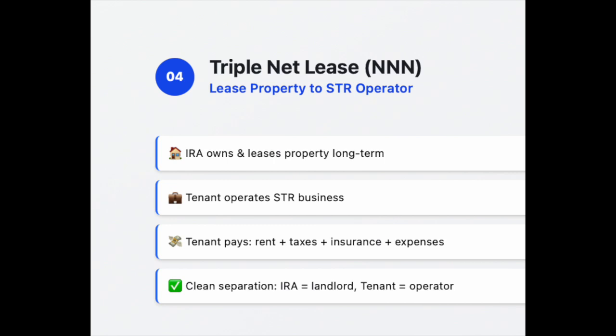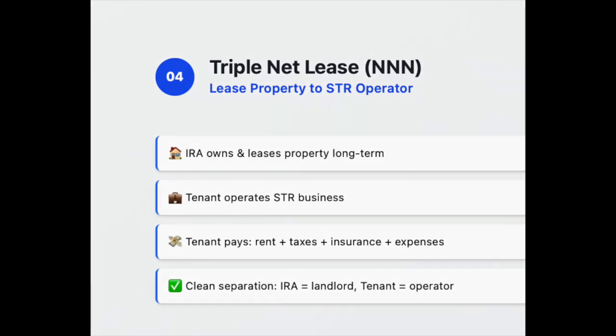So the tenant pays the IRA rent. Right. And the tenant also pays for all the operating expenses, the property taxes, and the insurance. That's the triple net part. So the IRA is purely a landlord collecting passive rent. Yep. The tenant is the one actually operating the STR business. Exactly. NNN leases are classic passive real estate investments. Same warning applies, though. The tenant running the STR cannot be a disqualified person. Right. Always watch out for those disqualified people. This seems like a really clean separation.